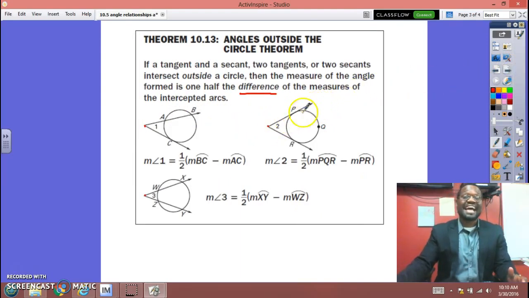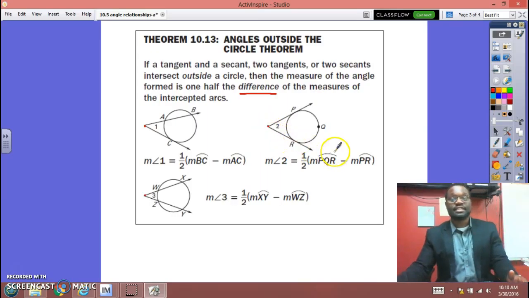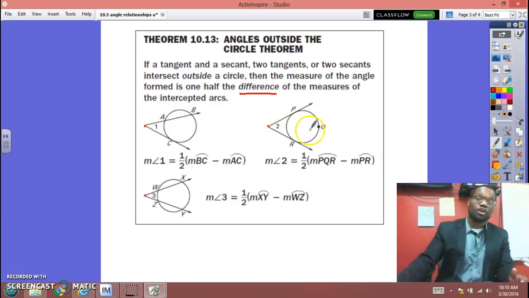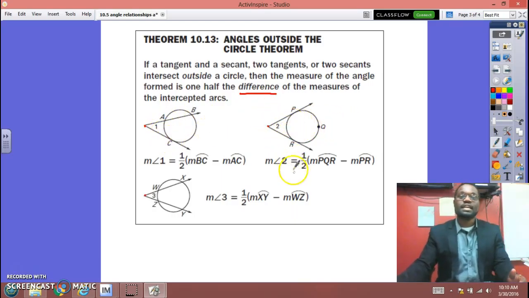If the vertex is outside of the circle, you still take the arcs, but you have to subtract them. The big one minus the small one, or the outermost arc minus the innermost arc, and you have to divide by 2. That divide by 2 is in every single one of these.